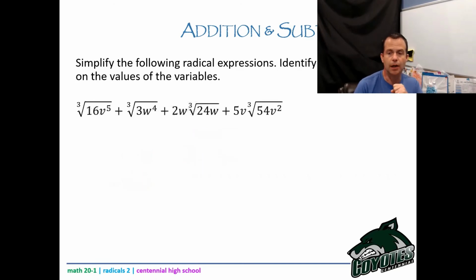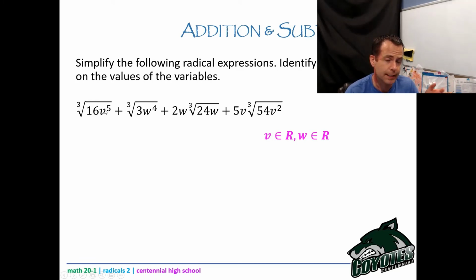All right. Awesome. Let's try cube root of 16v to the 5 plus cube root of 3w to the 4 plus 2w cube root of 24w plus 5v cube root of 54v squared. Now, again, I'm dealing with cube roots, so there are no restrictions. I just say that v can be a member of the reals and w can be a member of the reals. Okay, I'm going to split myself up into my perfect square bits and my non-perfect square bits.